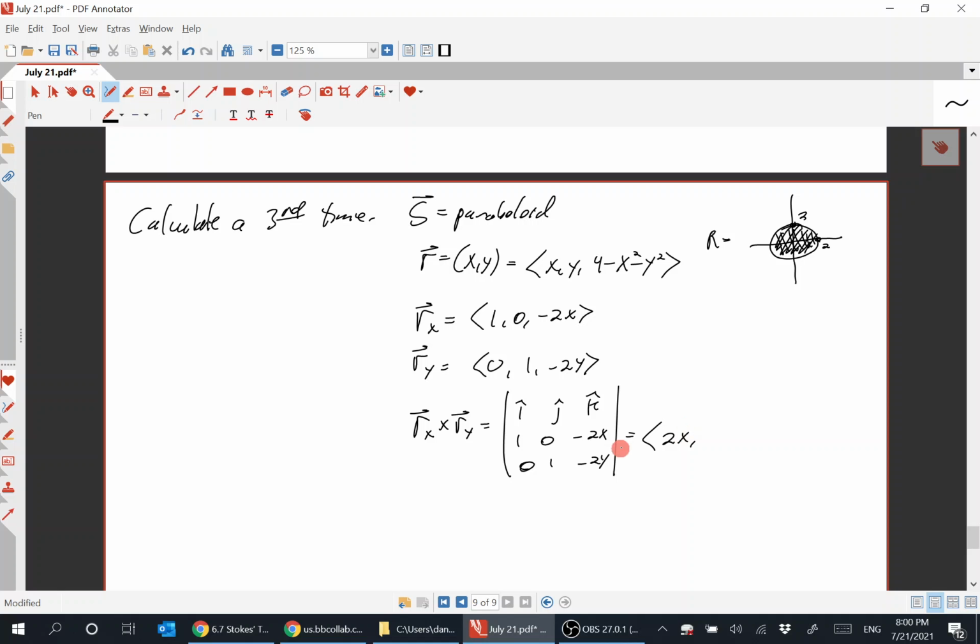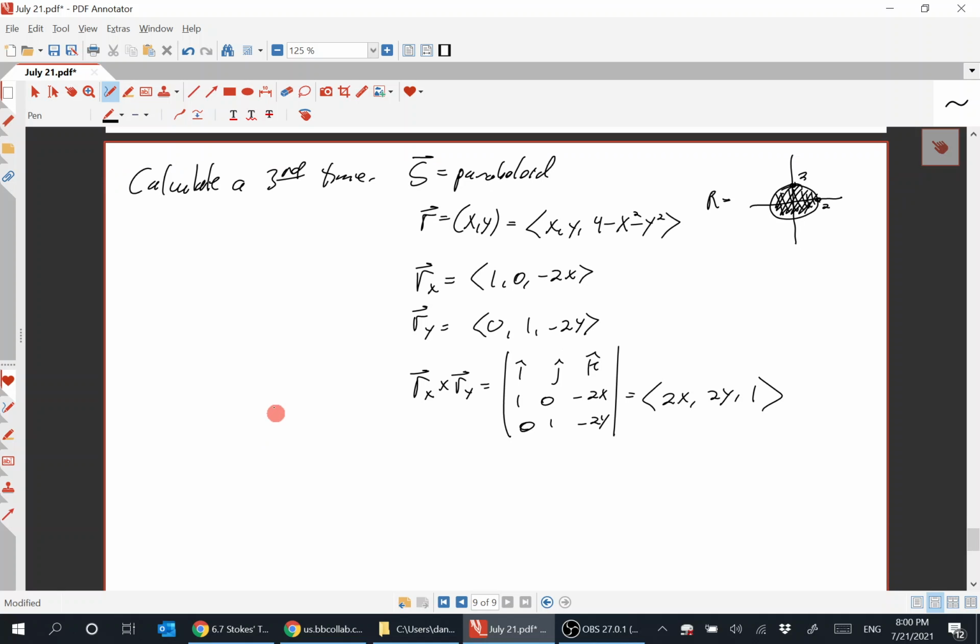All right. So first this. So 0 minus 2x, positive 2x, and then here it's going to be minus 2y minus 0, and then you negate it, so that's 2y, and then here it's just 1. Okay.